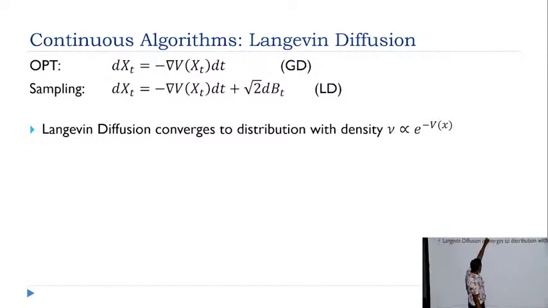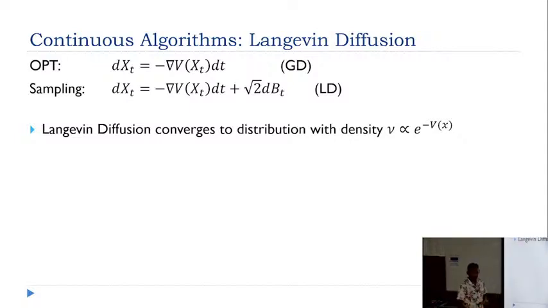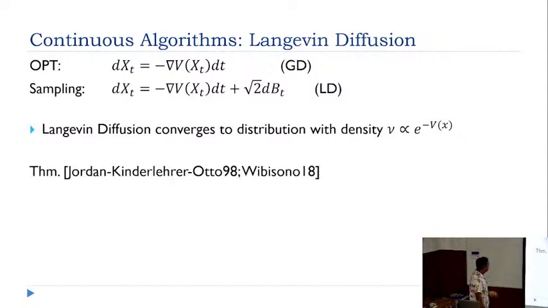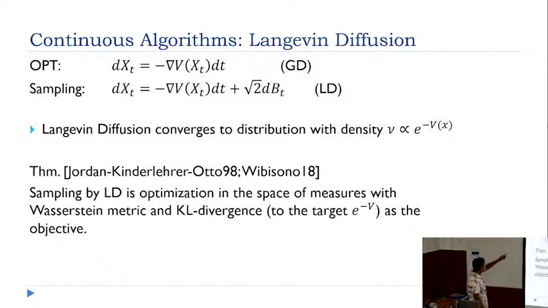You need access to the gradient, sure, that's maybe a little bit more. But once you have that, at least in continuous time, there's your algorithm. Just solve this equation. There is a very nice abstract connection between optimization and sampling.